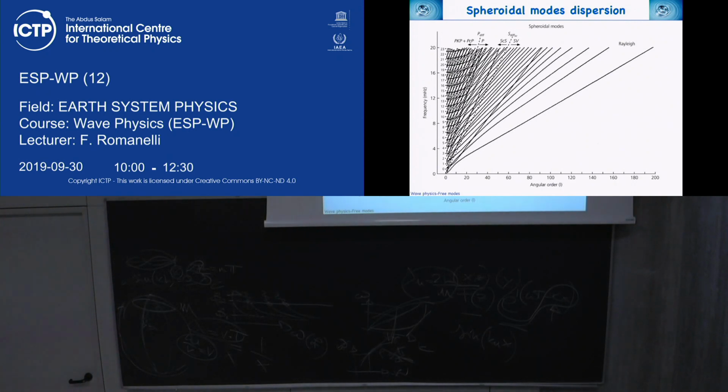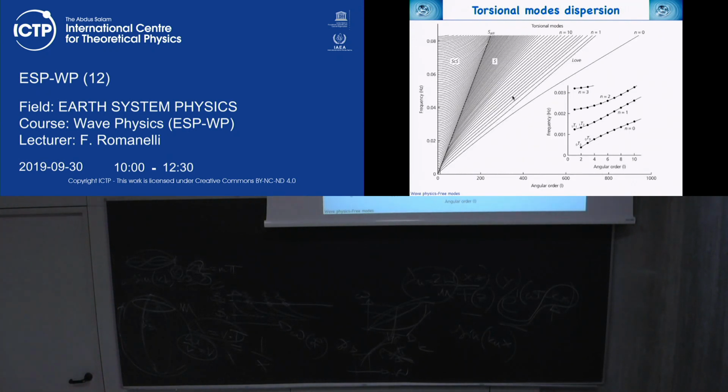So you can do that. Now, let's stay on this picture for a while, because it's really containing everything. Here you have surface waves. Here we have the modes. Here, what do you have?